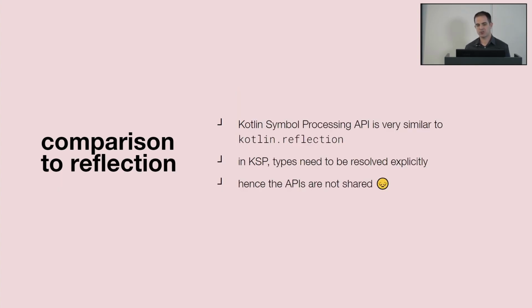If you compare it to Reflection, actually we can find that its API is very similar to Reflection in the kotlin.reflect package. However, there is a very big difference: in KSP, types have to be resolved explicitly, and in Reflection you can already access them without any manual type resolution, and therefore the two APIs are different, and we cannot share them between KSP and Kotlin Reflection, but still there are a lot of similarities.